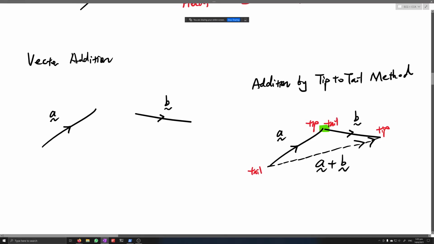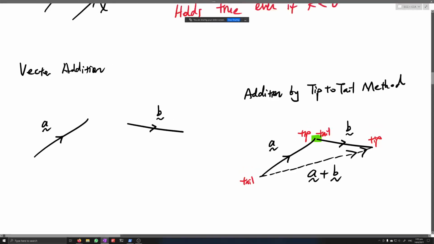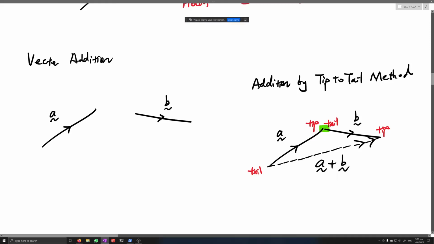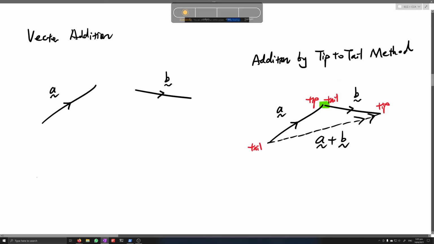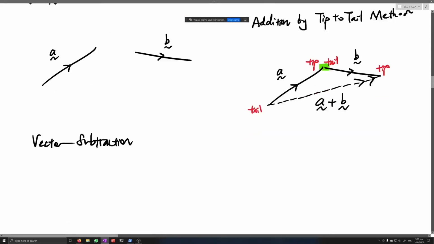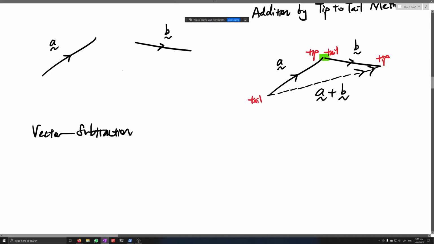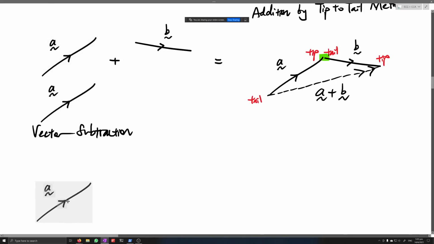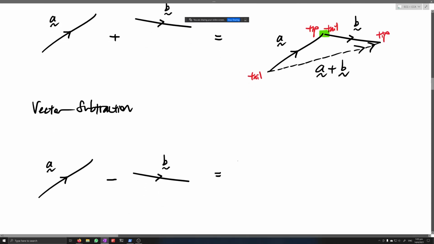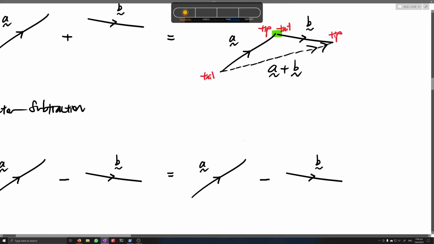After we've done vector addition, now we do vector subtraction. So again, if we have A here, now instead of plus we're going to do minus B. What we're going to do is express this as an addition. So remember, negative would actually flip the direction.